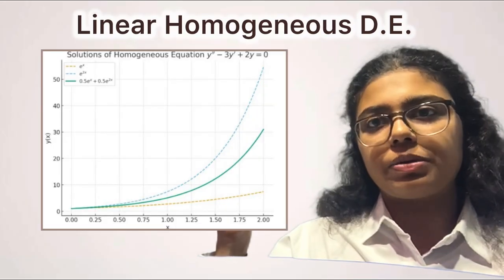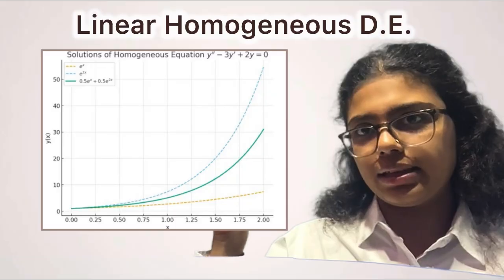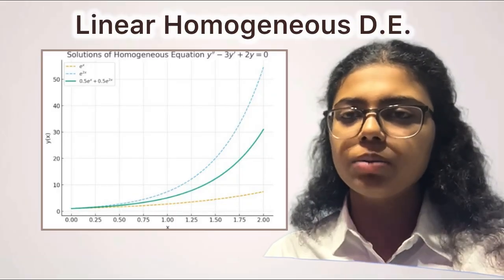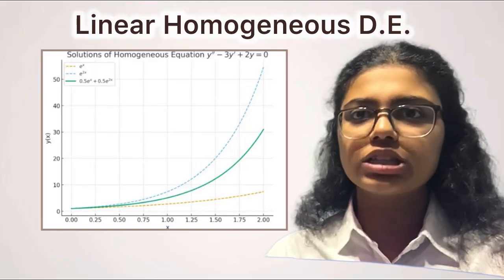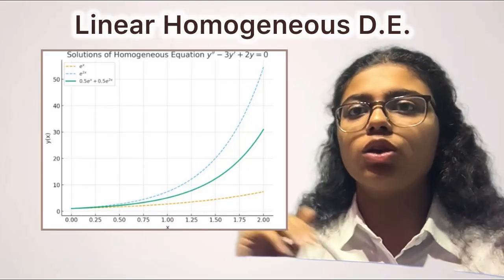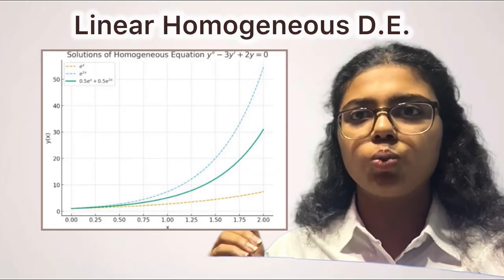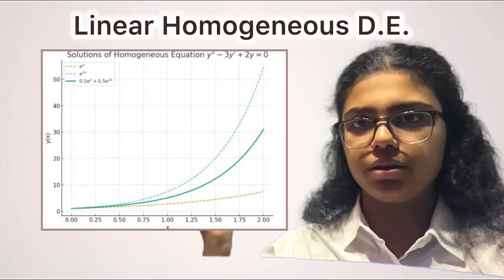The graphical representation of the solution would look like this. The blue dashed line is e to the power x. It grows steadily but not too fast. The orange dashed line is e to the power 2x. It grows much faster because of the bigger exponent. The green solid line is one possible combined solution.